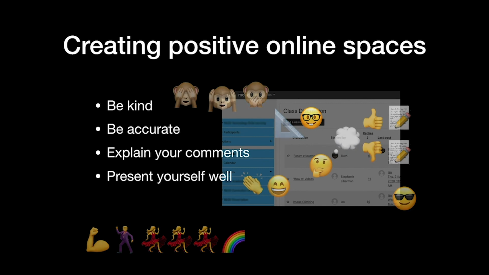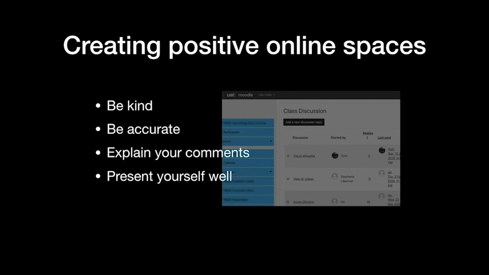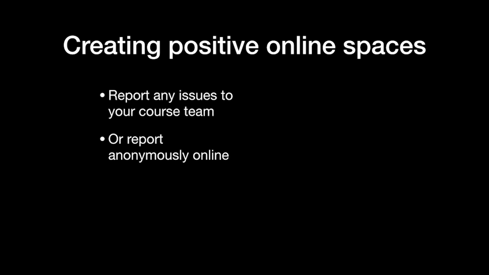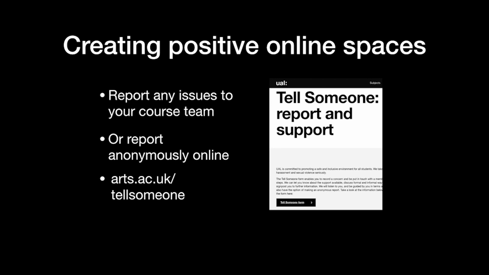University academic regulations also apply online, especially the requirement to communicate with others in a thoughtful and respectful manner. If you see any inappropriate comments or remarks, avoid getting involved in any discussion. You can report it directly to your course leader or use the university's Tell Someone, Report and Support webpage.